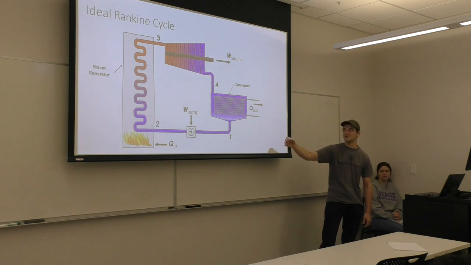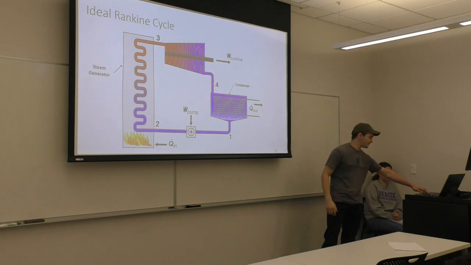exits as superheated steam, goes through the turbine, and inside the turbine is where the work is extracted from the steam. And then it exits still as a vapor, and then in the condenser, heat's rejected from the steam, and it condenses into a liquid, and it's pumped back into the boiler to complete the cycle. So your work out is in the turbine, work in is in the pump, and then heat goes out in the condenser and in the boiler.